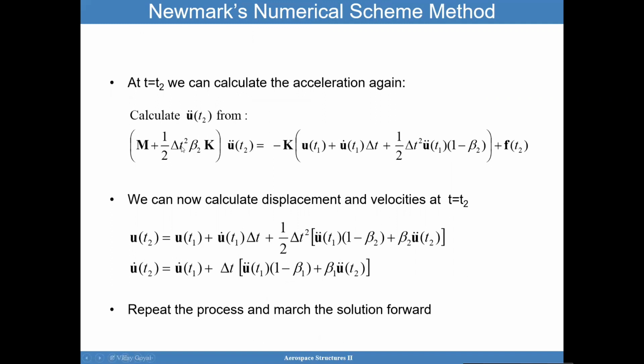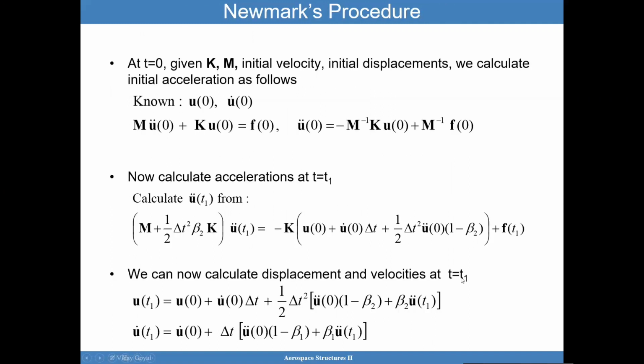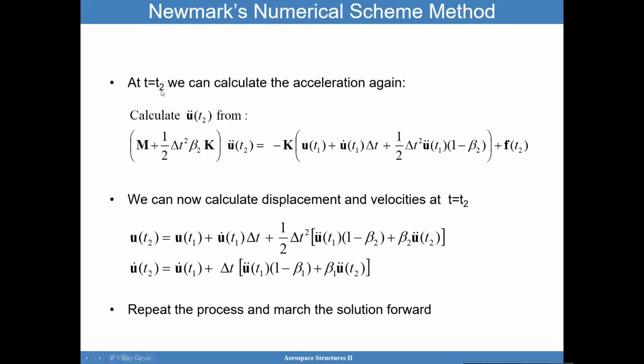Delta t here is t2 minus t1. So I went from t1 to t2. So your delta t is your time step here, which is t2 minus t1. So this is fully known. M bold is known. K bold is known. Beta 2 is a Newmark method parameter. So all this is known. All this stuff was calculated already.